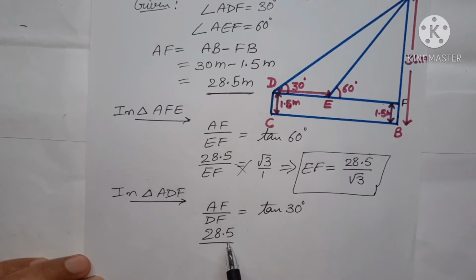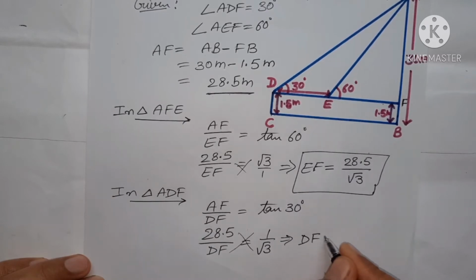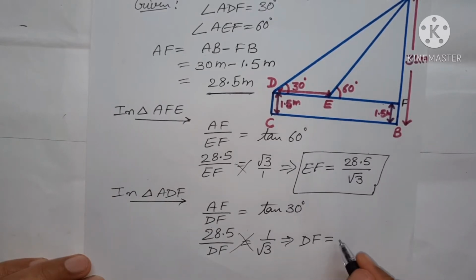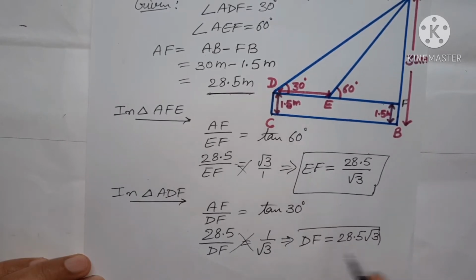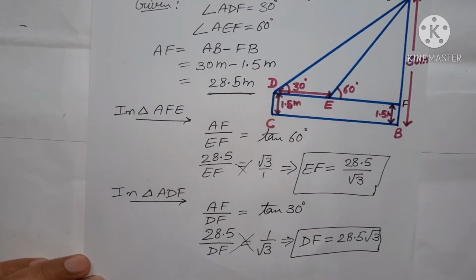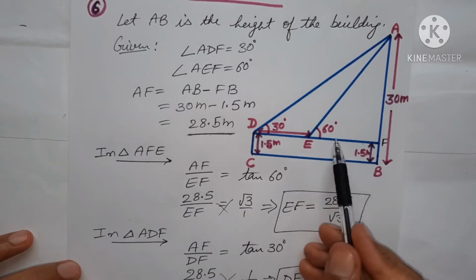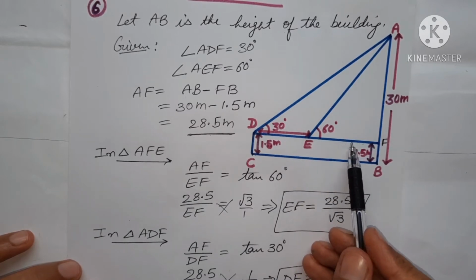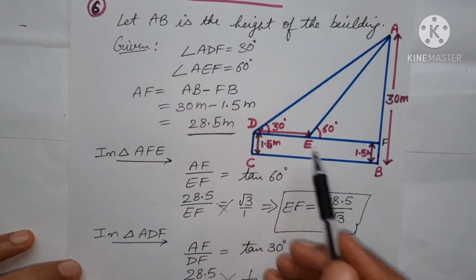So we will write 28.5 upon DF. AF is 28.5 and DF, tan 30 degree is 1 upon root 3. So we will cross multiply. From this we will get DF is equal to 28.5 root 3. This is the value of DF. We need to find out in this question the distance walked by that boy towards the building, how much he walked. So we need to find out this distance from D to E. This distance we need to find out.